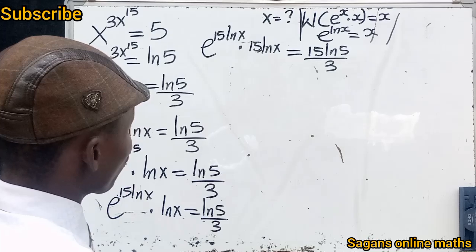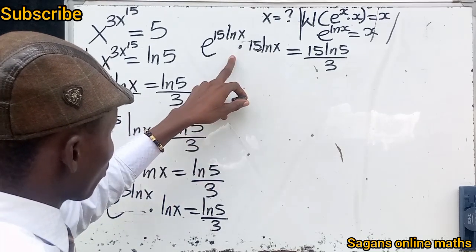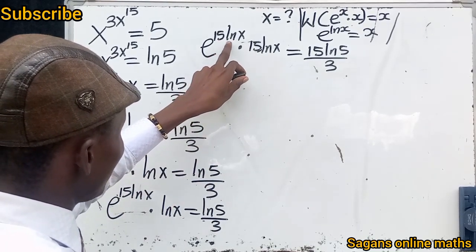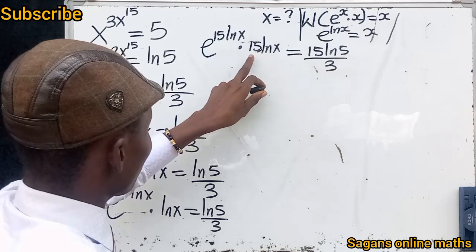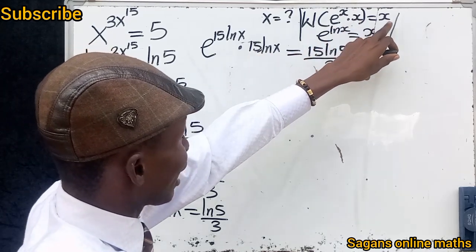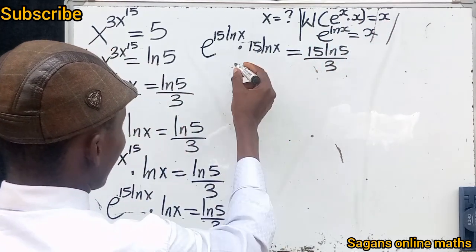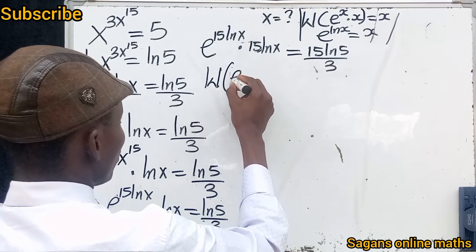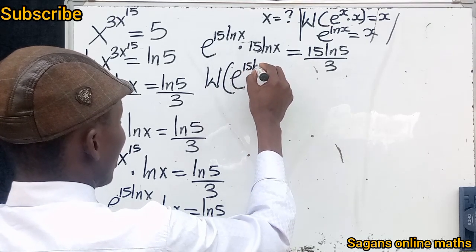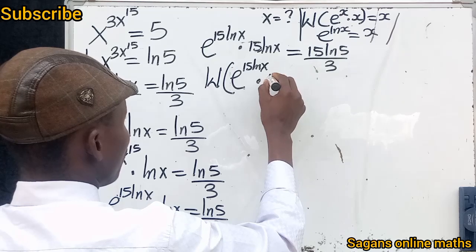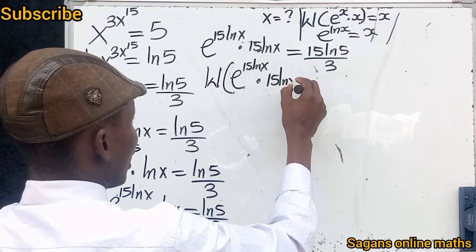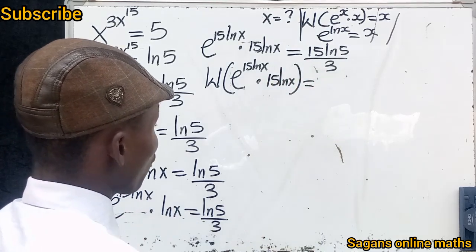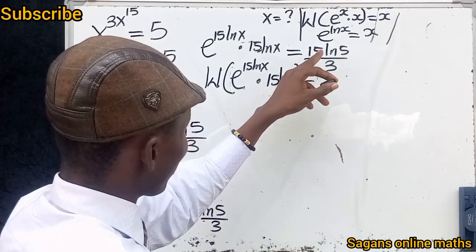So the Lambert W function can be introduced here, because they are the same. You can see that this 15 ln s is the same as x, and this 15 ln s is the same as x. So the outcome will be x. Now let's take the Lambert W function of e raised to the power of 15 ln s, multiplied by 15 ln s, equals the right side. Before we take the Lambert W function of this, let's simplify this.